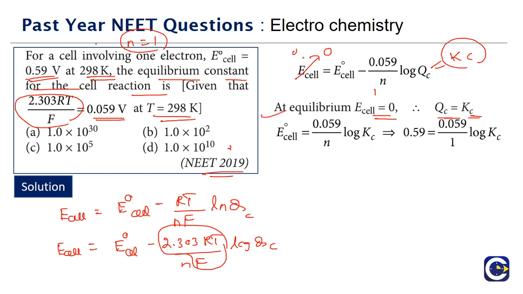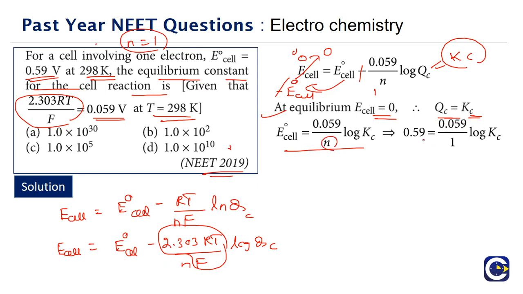The LHS is 0. So if you bring this E naught cell to the LHS, it will become minus E naught cell. Already there is a minus here, so the minus is cancelled. So what we will have is E naught cell is equal to 0.059 by n into log Kc. But what is the n value? They are saying that the cell reaction involves 1 electron, which means n is equal to 1.